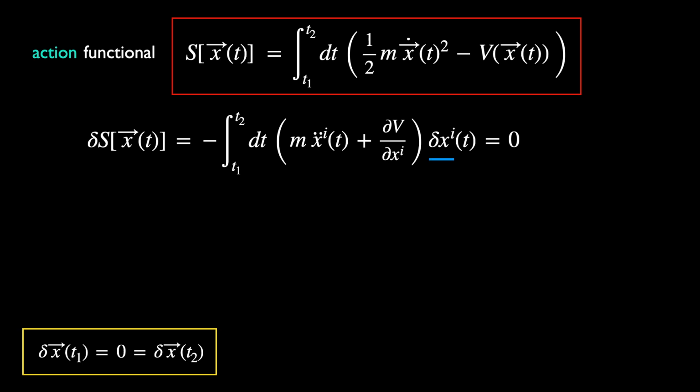Since delta x is an arbitrary variation, we can choose it to have support only at a specific time t, while being zero everywhere else within the interval t1, t2. This equation implies that the expression within the brackets is equal to 0 at time t. t could be any time within the interval.